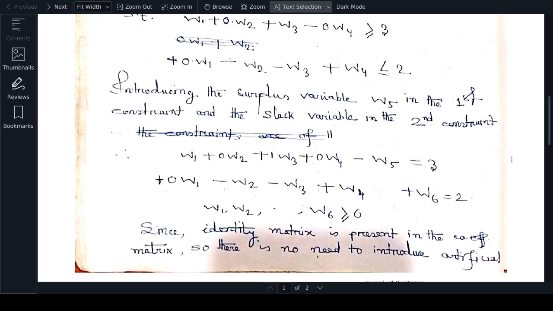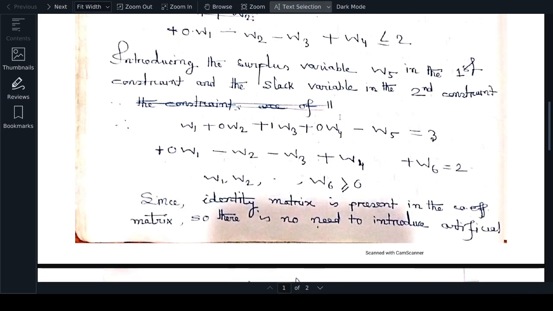Next, in the second page, we consider which variables are equal to 0. Here the total number of variables is 6 and the number of equations is 2, so 6 minus 2 means 4 variables are equal to 0. Then we consider W1 equal to 3 and W6 equal to 2.